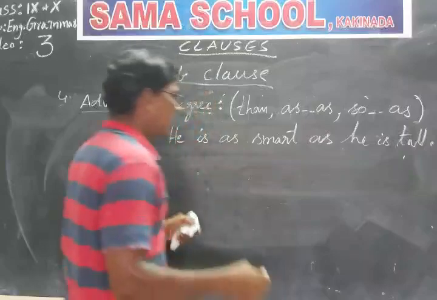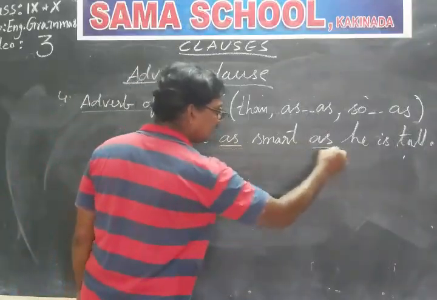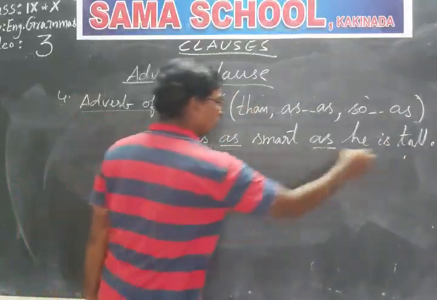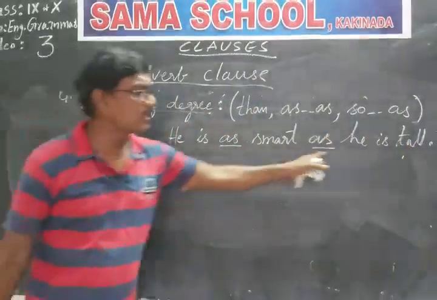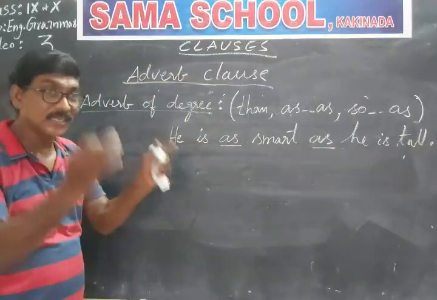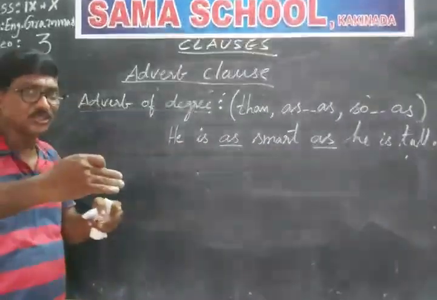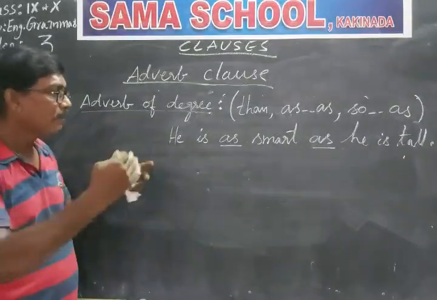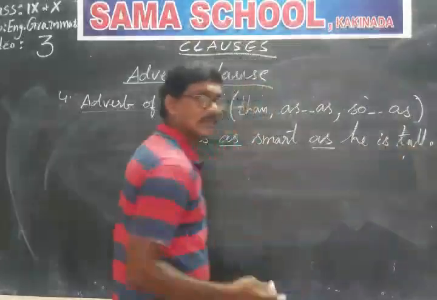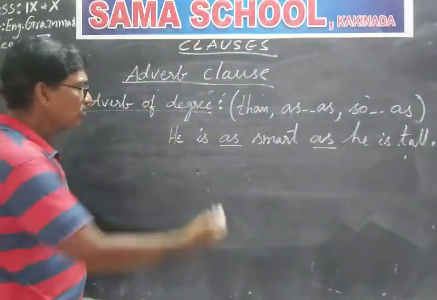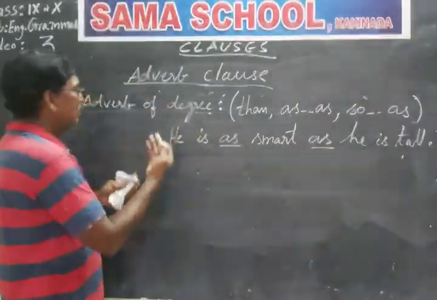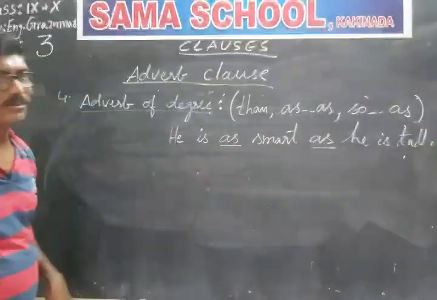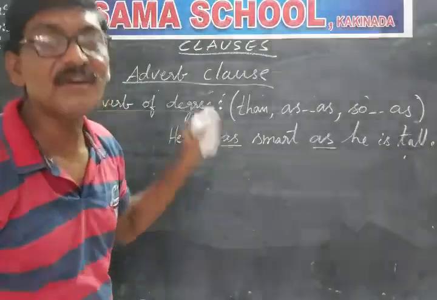He is tall. As is a conjunction. As smart as he is tall. ఇదంతా కూడా క్లాజ్ లోకి వస్తుంది అన్నమాట. This is all come under clause. He is. What he is? His degree చెప్తుంది చూడండి. అనే యొక్క డిగ్రీ కంపారిజన్ లో డిగ్రీ చెప్తూ ఉంది. కంపారిజన్ ఏంటి? స్మార్ట్, టాల్. కంపారిజన్, కంపారిటివ్ వర్డ్స్. So as is the conjunction and it is speaking about the degree, so it is an adverb clause of degree.